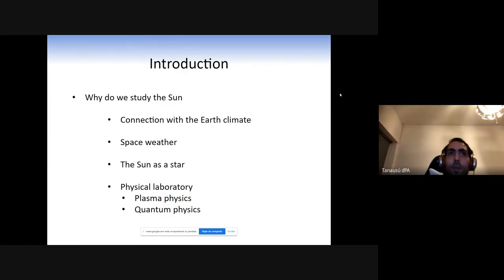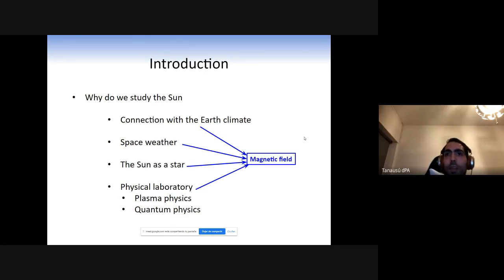There are many reasons why we could want to study the sun. We might be interested in the connection with the Earth's climate. We might be interested in space weather. We might want to study the sun as a main sequence star, or it might be just for a laboratory for plasma and quantum physics with physical conditions that cannot be reproduced in laboratories on Earth. But what all these topics have in common is the importance of the magnetic field.